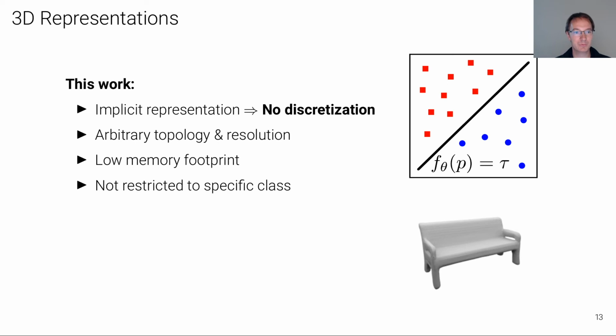In this work, we were wondering, is it actually really necessary to discretize space, as in all these three aforementioned representations that I've shown you? What we do in this work, instead of using an explicit output representation, is propose an implicit output representation that does not require any discretization. It can therefore model arbitrary topology and, in theory, arbitrary resolution. It has a comparably low memory footprint and is not restricted to specific classes or categories for which templates are available.